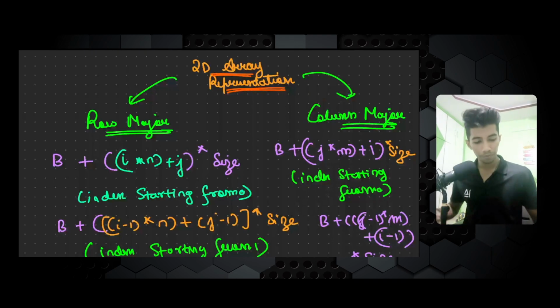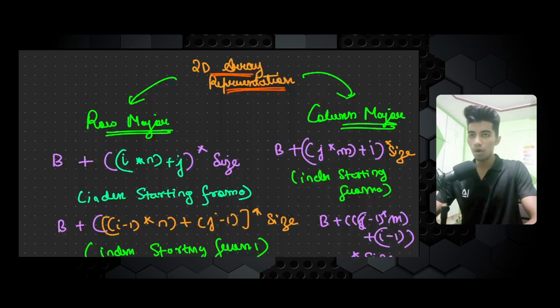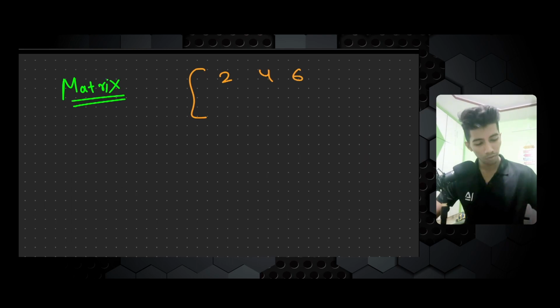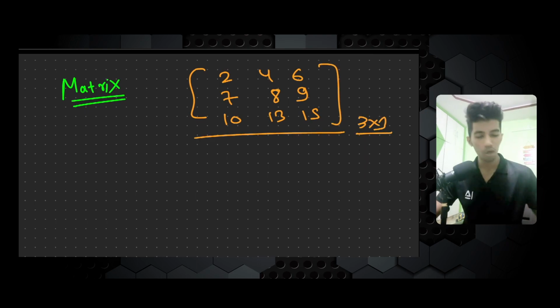Okay guys, now we're going to start. I hope that the screen is visible to you. When we talk about a matrix, we represent it in this way: 7, 8, 9, 10, let's take 13 and 15. This is a simple 3 by 3 matrix. It's a normal matrix which you can understand in an easy way.